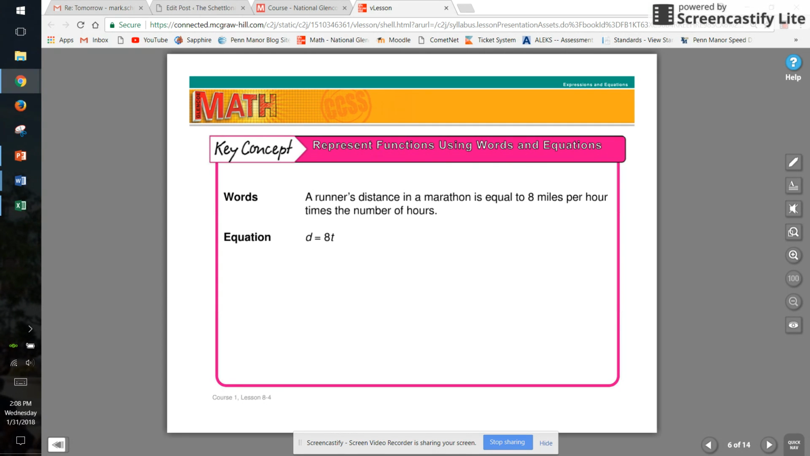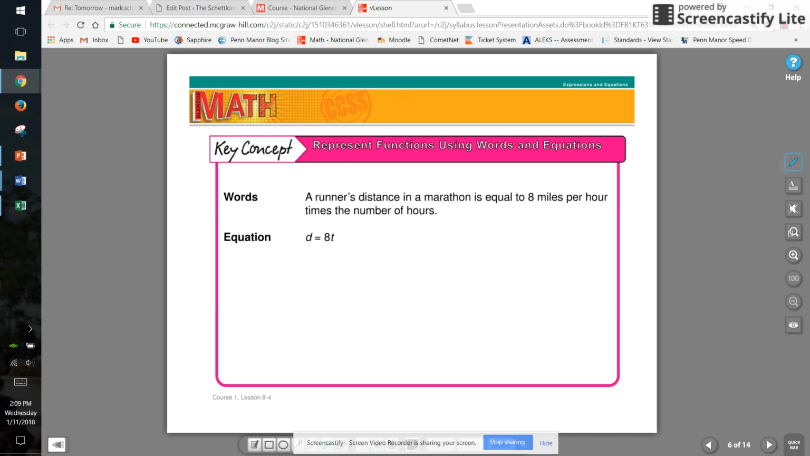We're talking about math you should know, and today we're going to be talking about representing functions using words and equations. Essentially, we're going to be reading some word problems and writing our own algebraic equations. For example, a runner's distance in a marathon is equal to 8 miles per hour times the number of hours. And we can write an equation that says the distance, or d, equals 8t.